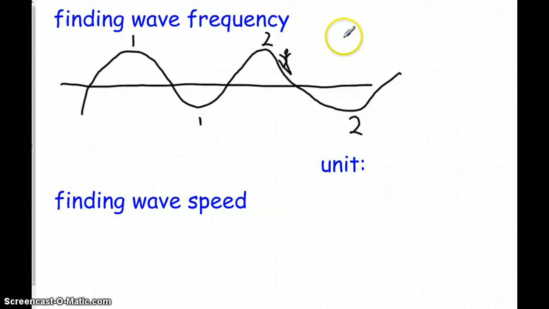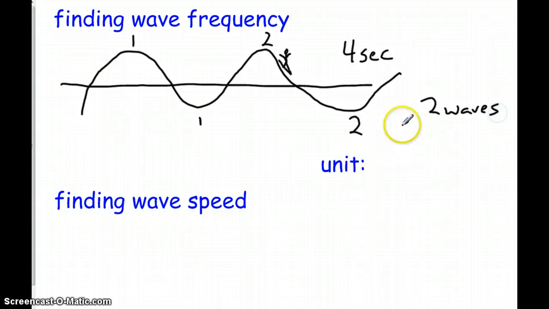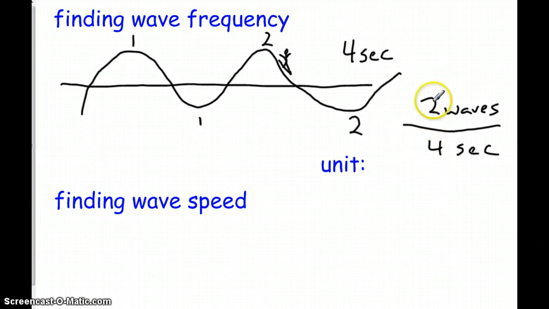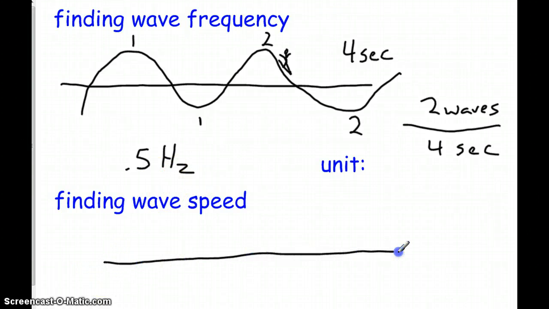Let's say that these waves are happening in 4 seconds. Pretty quick. So waves per second. If 2 waves are happening in 4 seconds, how many waves per second? We do 2 divided by 4, so we get 0.5. So our frequency is 0.5 waves per second. So our unit is hertz, abbreviated Hz. That is our frequency. And that's a pretty low frequency, but still, that's our frequency. Finding wave speed. Again, we'll draw a wave here.